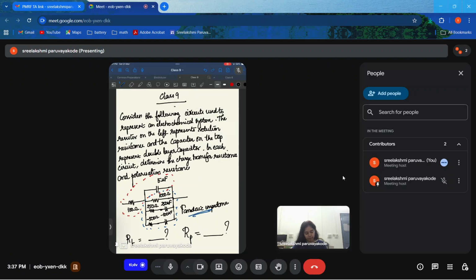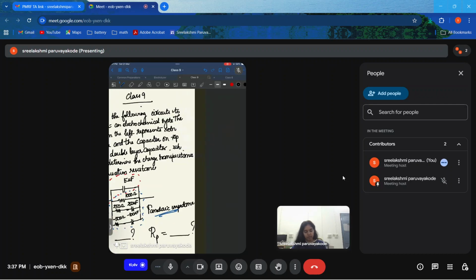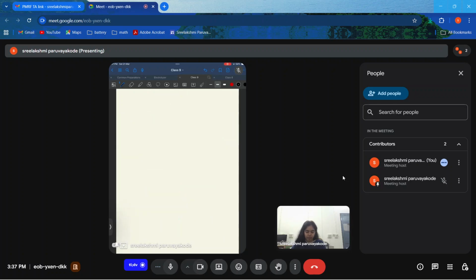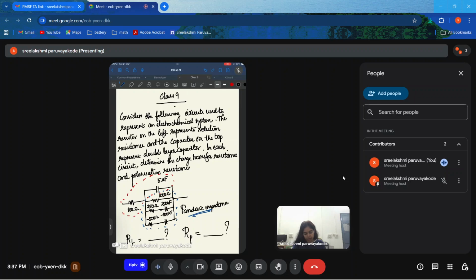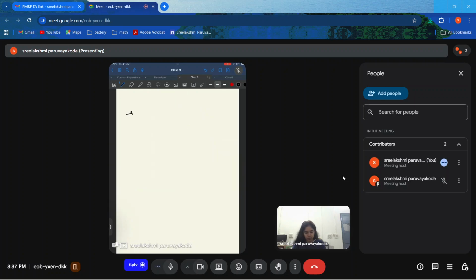Okay. So for ease, what I'm going to do is simply name them R1, R2, something like that. So it becomes easy to do. So this is RS. This is double layer capacitance. This is R1. This is R2, C2, R3, C3.